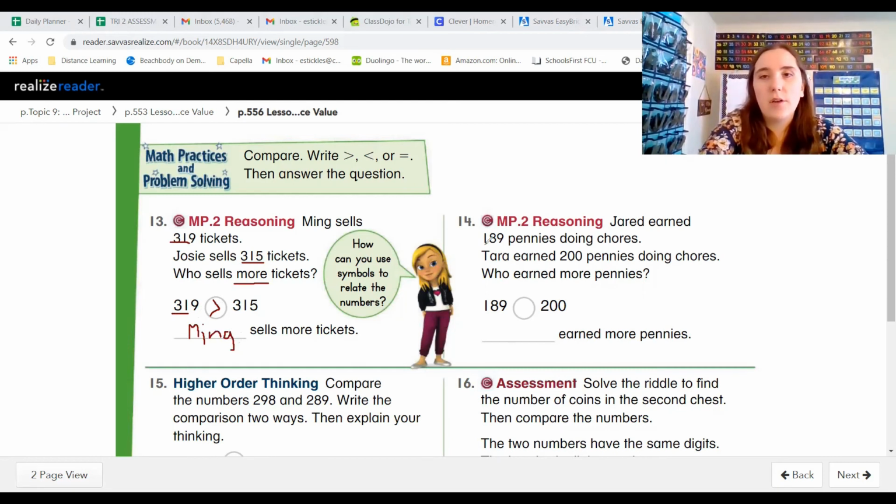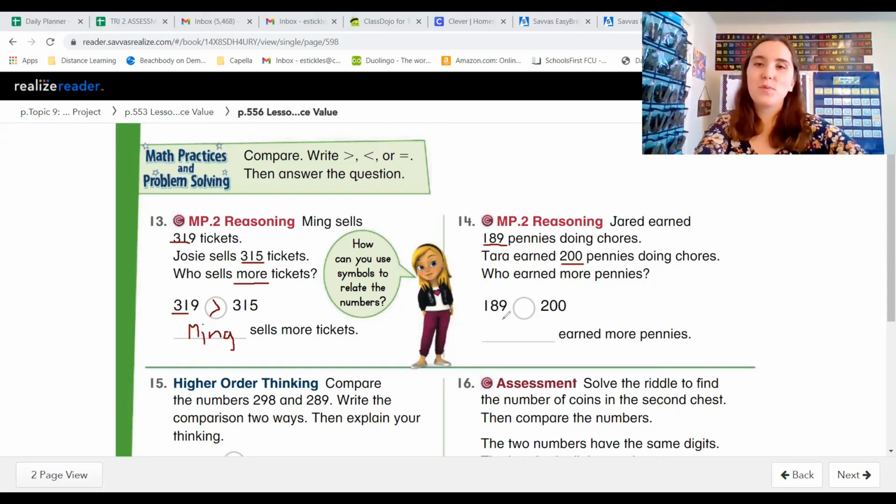Jared earned 189 pennies doing chores. Tara earned 200 pennies doing chores. Who earned more pennies? So you are going to compare 189 and 200. Take your time, draw your symbol, write out who you think has more, and then come back to me when you have it all done.